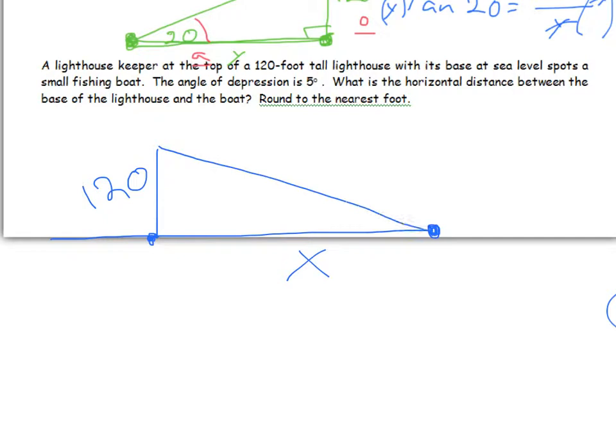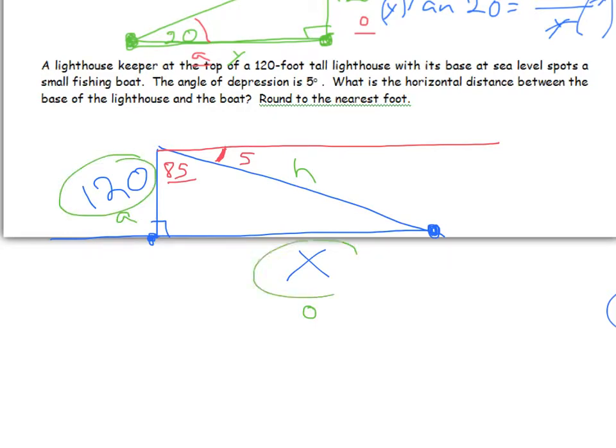It creates a right triangle. And notice that it says that the angle of depression is 5 degrees. Well, that angle of depression is measured from the horizontal line going down. So that angle is 5 degrees, which means the angle that we're looking for right here is 90 minus 5, because this forms a right angle. So this angle is 85 degrees. So we've got the hypotenuse, we've got the opposite side, and the adjacent side. We've got 120, and we're looking for this angle.